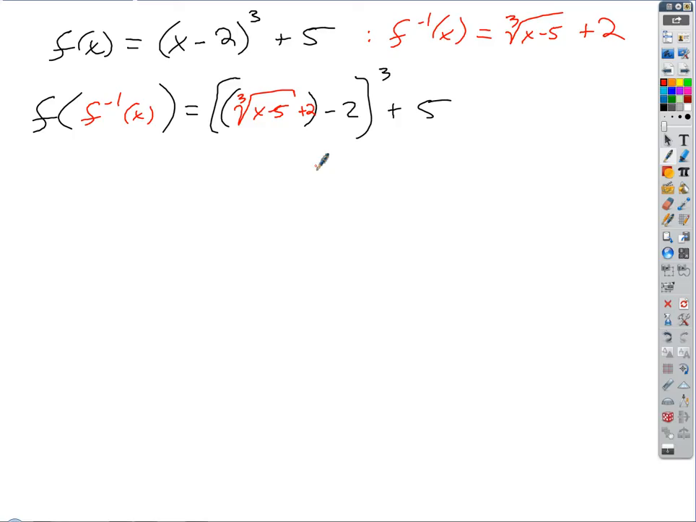Get rid of x minus 5. Get rid of the 2's. Okay. So what is the cube root of something cubed then? Cancel out. So I'm going to get x minus 5 plus 5 equals what? X. So it worked. It worked in that direction. Now we got to reverse the composition. So now we go f inverse of f of x.